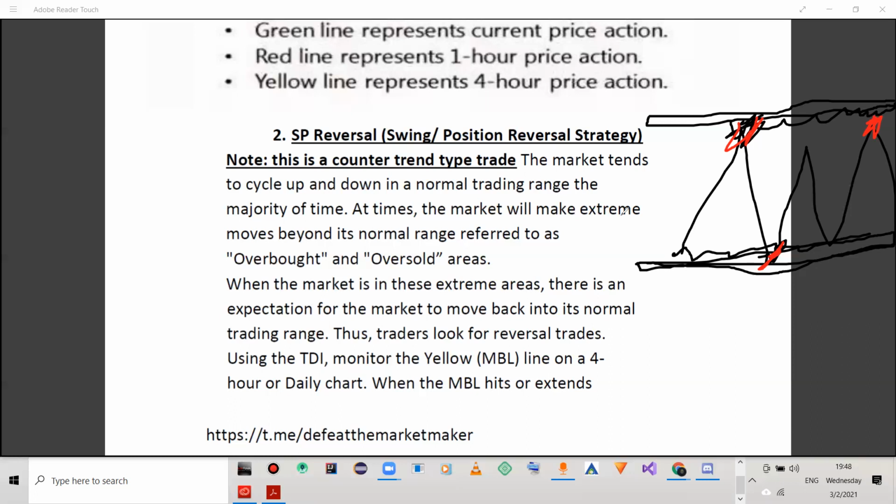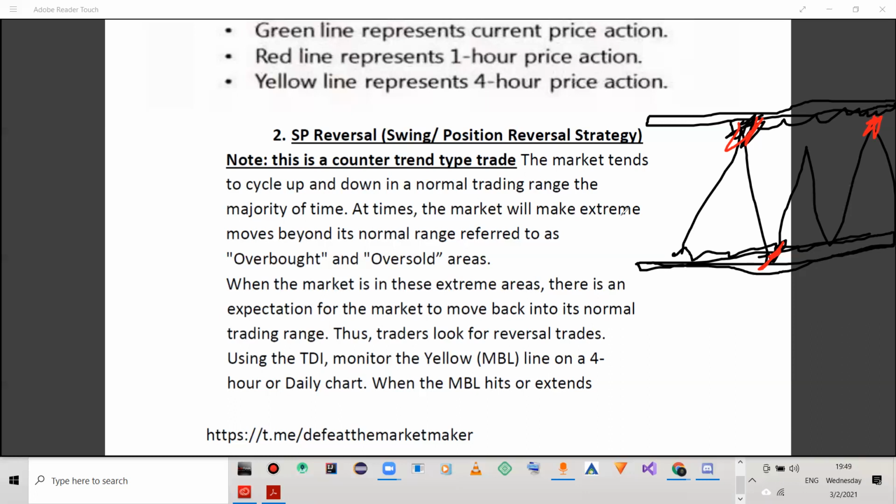So using the TDI, if you don't know the TDI, the colors and all that, watch the first video. I'm linking it out. The links are there in the cards and in the description box. You need to watch it to understand what I'm talking about right now, and also gain knowledge of the first strategy of the TDI that's very powerful, that I talked about in that particular video.